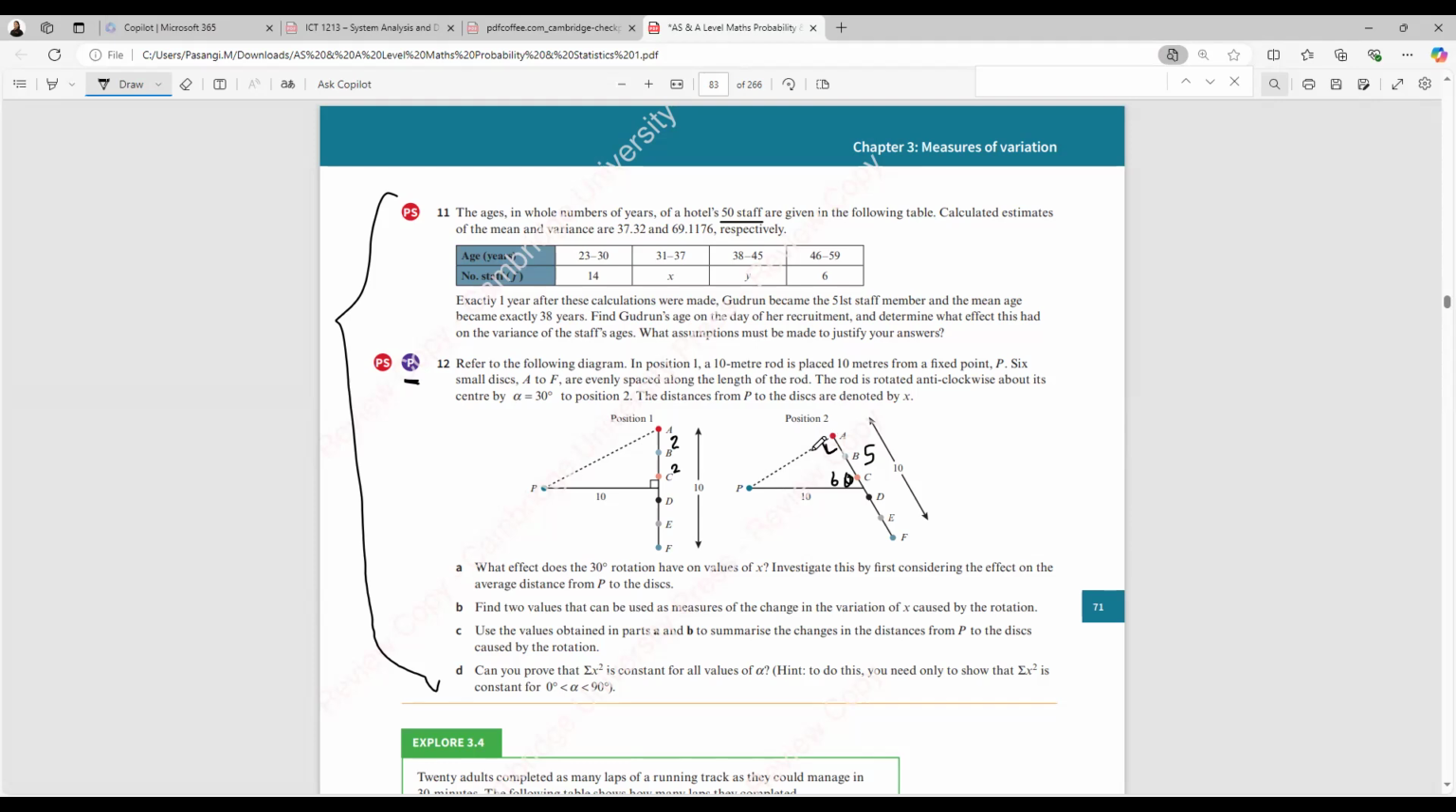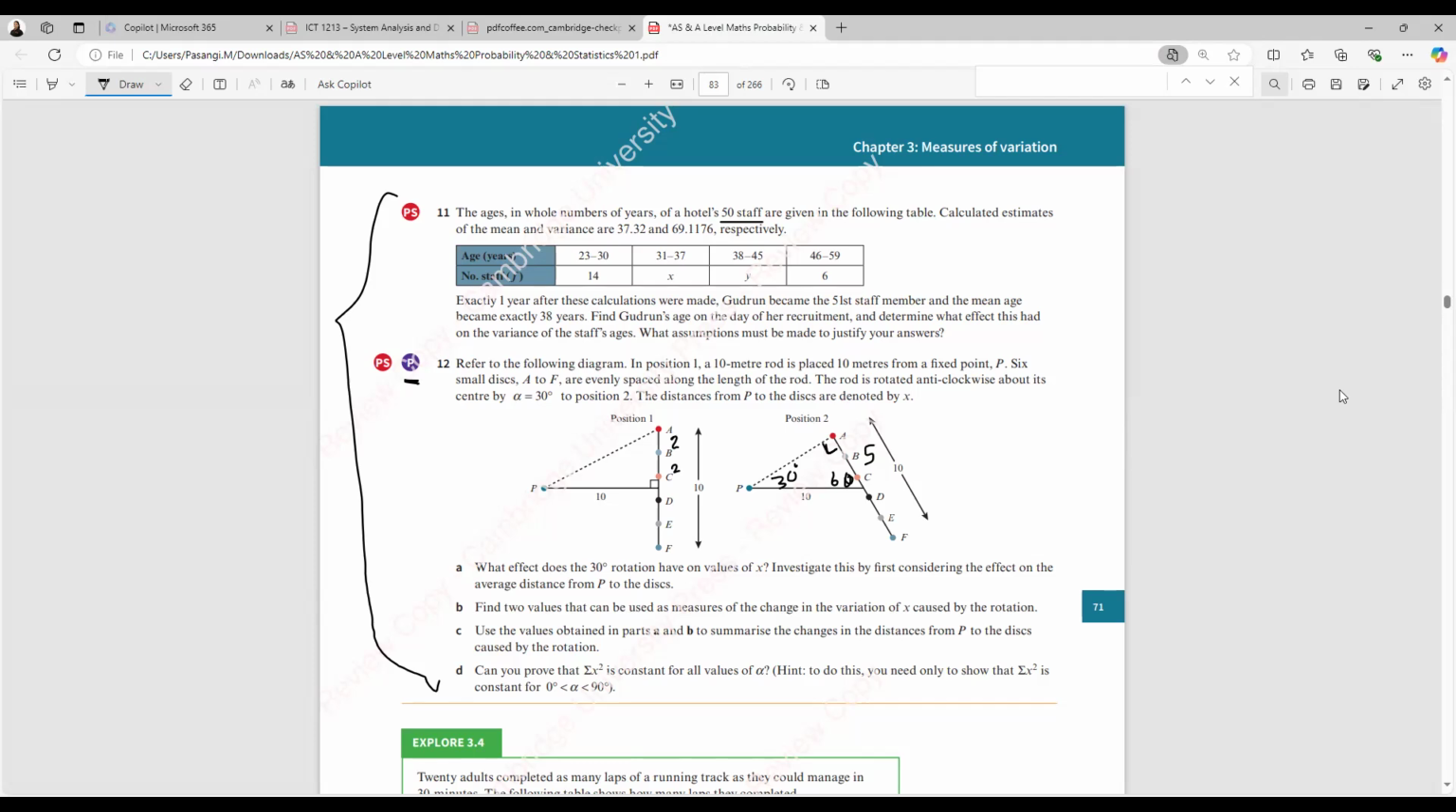This would be 90 degrees and this is 30. Then we know the whole length, so we can find the 5 and 10 as well. Now we know this one, and we know now what they are saying.